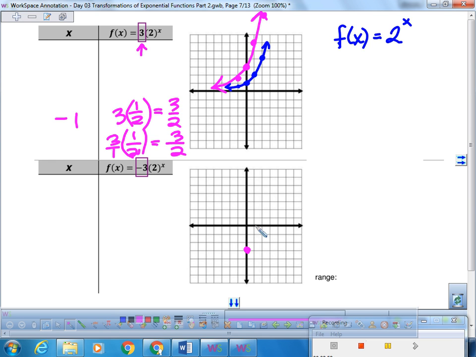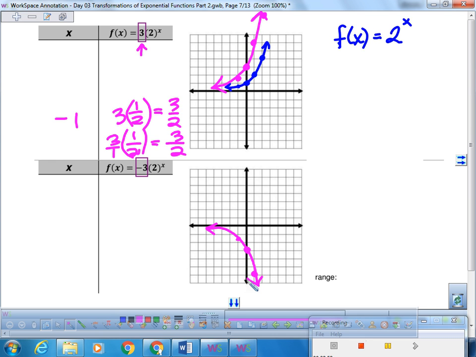So instead of going over 1 up 6, I'm going to go over 1 down 6. 1, 2, 3, 4, 5, 6. So you have in your head, right, what the parent graph should be, which should be 1, 2. And you say to yourself, but I'm not going to go 2, I'm going to go 3 times that. 3 times 2 is 6. And so I'm going to go negative 1 and 3 halves. 1, 2, 3 halves. And that's what it looks like. All right, are we good?